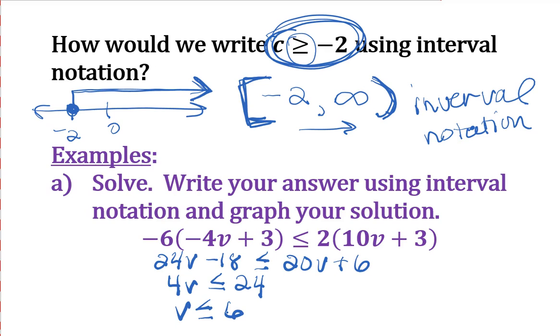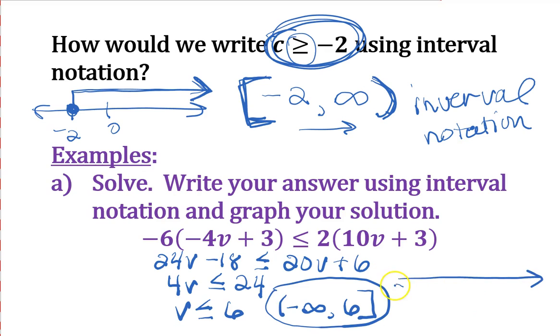So if we want everything smaller than or equal to 6, that means the lowest value that we could possibly have would be -infinity. And the highest value that we could possibly have would be +6, including 6. So this right here is our answer written in interval notation. The graph would look like this.